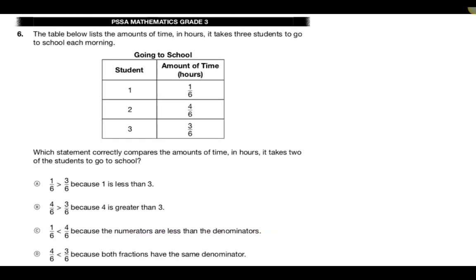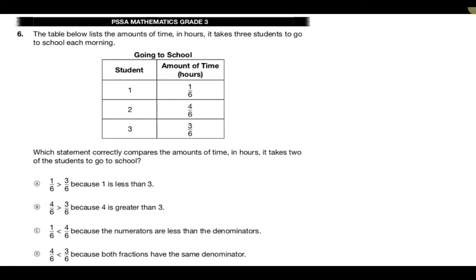All right. The table below lists the amounts of time in hours it takes 3 students to go to school each morning. So who's counting? Maybe the teacher or maybe the 3 students, they're counting. And what are they counting or measuring? The amount of time it takes to go to school each morning. So student 1 measures 1/6 of an hour, student 2 4/6 of an hour, and student 3 3/6 of an hour.